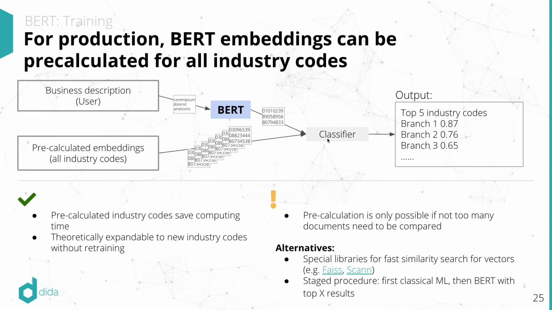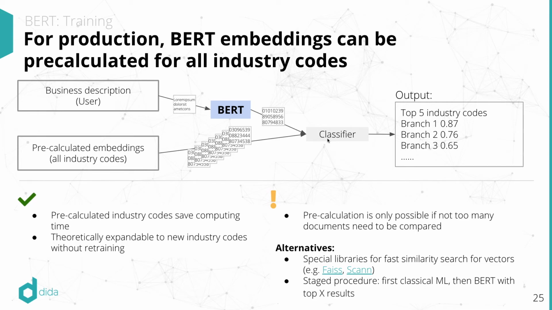This is really nice because we can save computing time by pre-calculating the industry codes, and also this method is theoretically expandable to new industry codes and their descriptions without having to retrain BERT. One caveat here is that pre-calculation is only possible if not too many documents need to be compared. In these cases, there are also alternatives one can use, or helper libraries, which are meant for fast similarity search for vectors, for example, FAISS or SCANN.